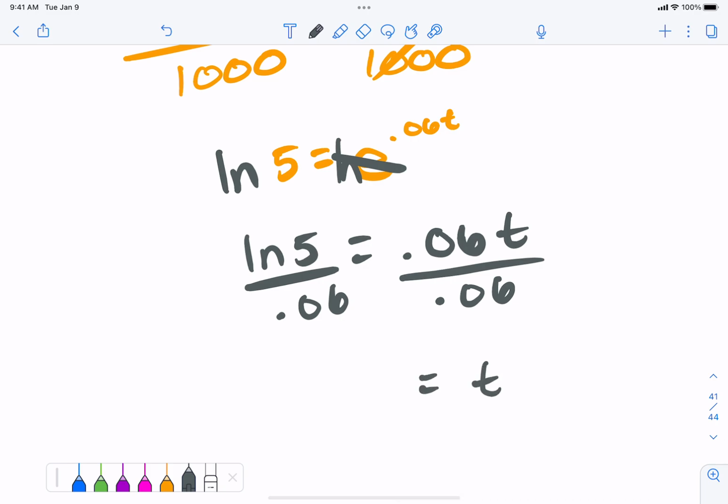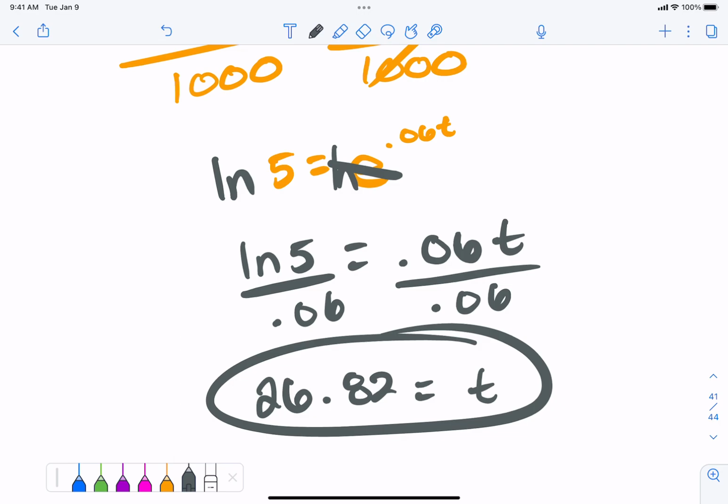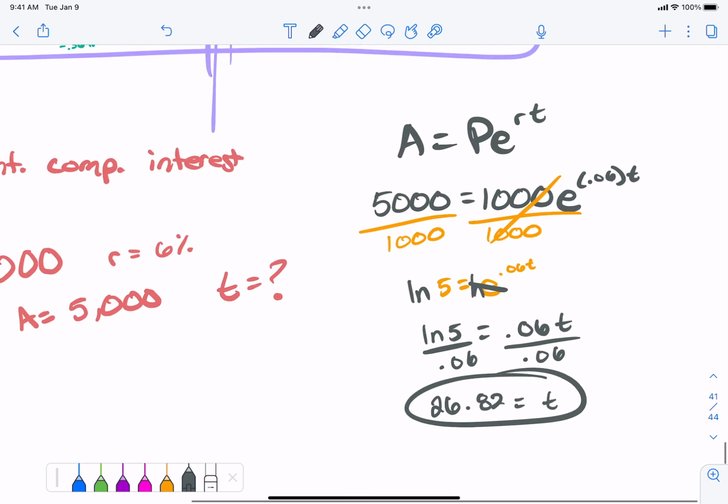Can you give us answers? I could have memorized the answers. What'd you get for T? Did you do that process? What'd you get for T? 26. I know the one you did last. 26.8. Oh, I was going to say 26.82. I thought you said 0.682. Yeah, 26.82 years is how long it's going to take.